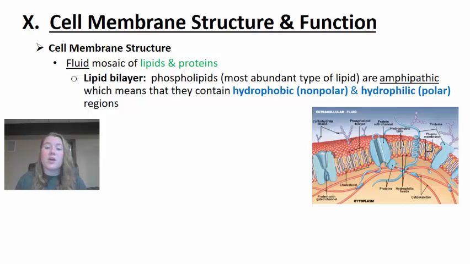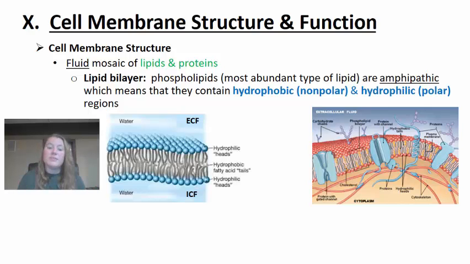Now, phospholipids are a special type of lipid, and they are what's called amphipathic, which means they have a hydrophobic end and a hydrophilic end. So if we look at this image, we can see the individual phospholipid, which is the blue circle with two tails coming off the end. And we have two layers of them, but they're arranged so that the water-hating tails are close to each other and the water-loving heads are pointing towards either the inside of the cell or outside of the cell.